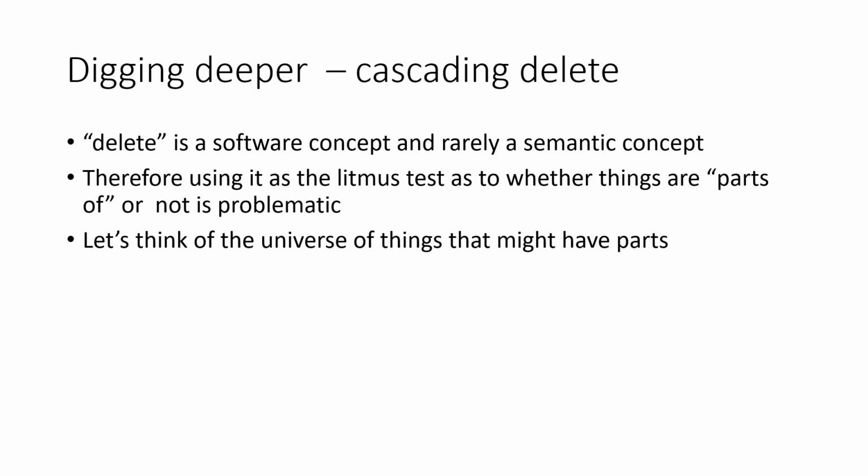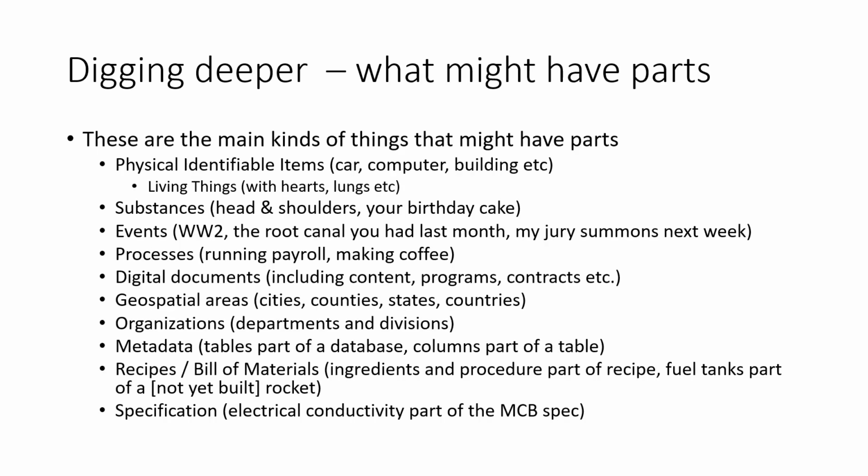So we're going to take a little diversion here and look at the universe of things that might have parts. So here is my main universe. I'm going to start with physically identifiable items, things that have independent existence, and we could conceivably at least put an identifier on it, like a specific car, a specific computer, or a building, or even a living thing. Living things can have parts. They can have lungs and hearts and stuff like that. So that's one kind of thing that can have parts.